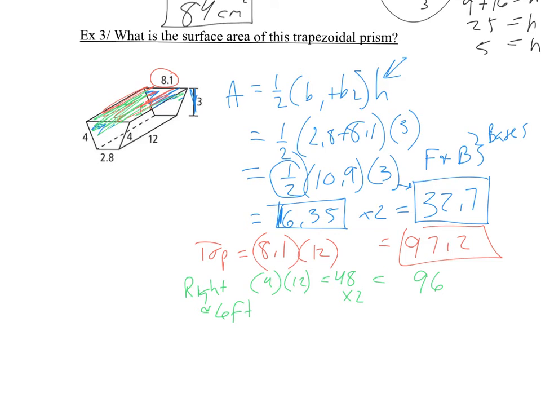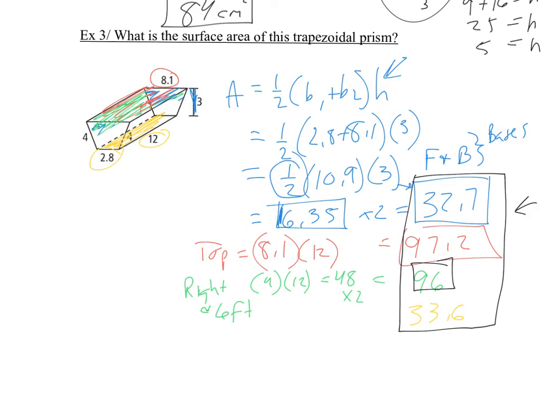The last face to figure out is the bottom here, which will be 2.8 times 12, and that would be 33.6. When I add all 4 of these together, which is really 6 faces, because this is counting for 2 faces and this is counting for 2 faces, right? So 1, 2, 3, 4, 5, 6 faces on this prism. When I add all those together, I get 259.5. There's no units, so we would just say units squared, 259.5.